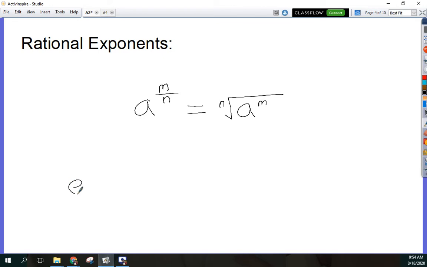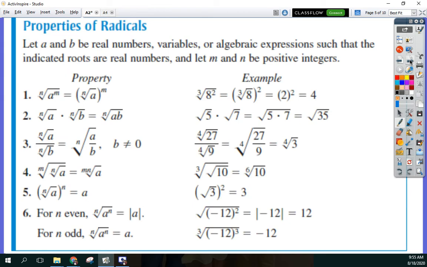So an example of this would be if we had x to the 2/3, we could rewrite this as the third root of x squared. So the bottom number will always become my index. The top number becomes my exponent. So again, we have some properties with this.